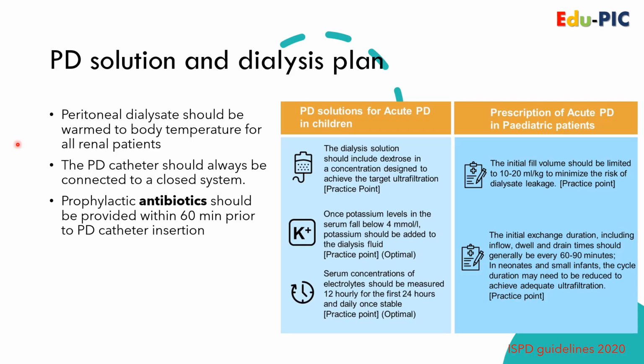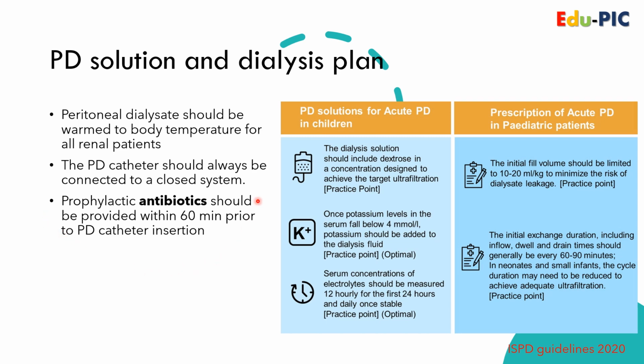Just remember your peritoneal dialysate should be warmed to body temperature before starting dialysis, except if you're deliberately trying to cool the patient down. Your PD catheter should always be connected to a closed system, even if you're not in active dialysis, or even if you're thinking you're not going to be using it for the next 24 hours. It should be clamped and closed into a closed system. There is good advice and evidence that you should give prophylactic antibiotics within 60 minutes prior to your insertion of the PD catheter to protect from possible peritonitis.